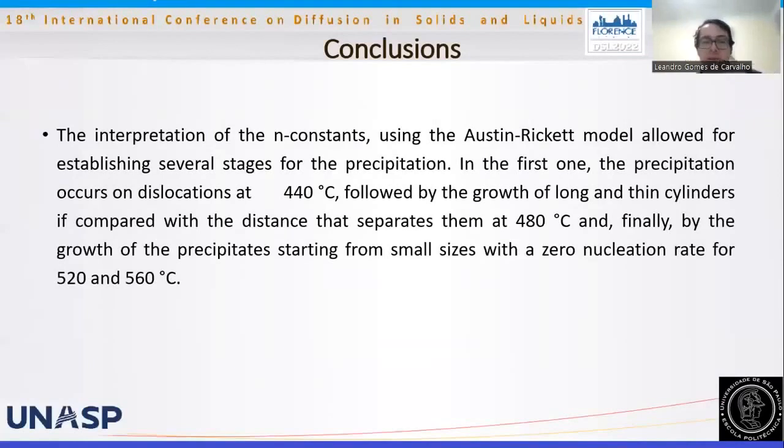In the first one, the precipitation occurs on dislocations at 440 Celsius degrees, followed by growth of long and thin cylinders compared with the distance that separates them at 480 Celsius degrees, and finally by the growth of the precipitates starting from small size with zero nucleation rate, at 520 and 560 Celsius degrees.